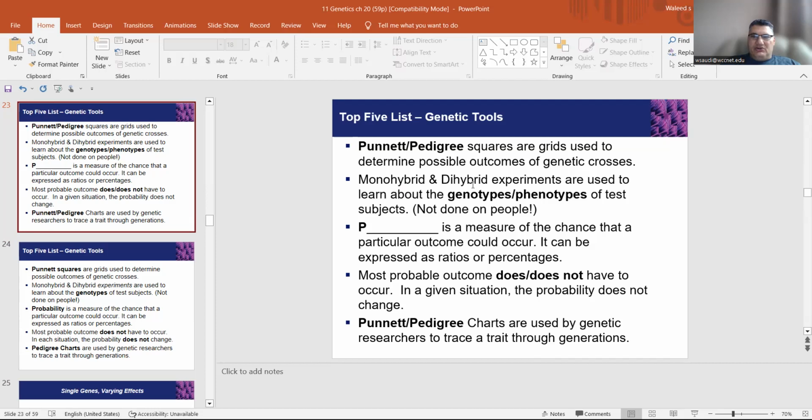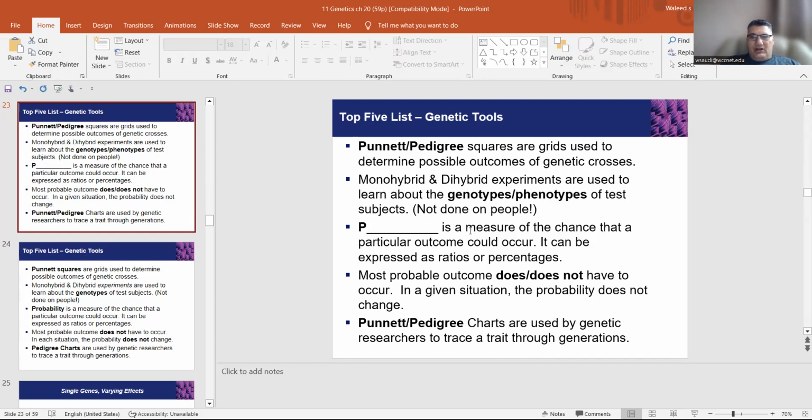Monohybrid and dihybrid, are you talking about one or two genes at the same time? And this is basically you're talking about genotype, because we are studying the genes for this, like XX, XY, B uppercase, B lower. We're talking about the genes. And this is used for testing subjects.